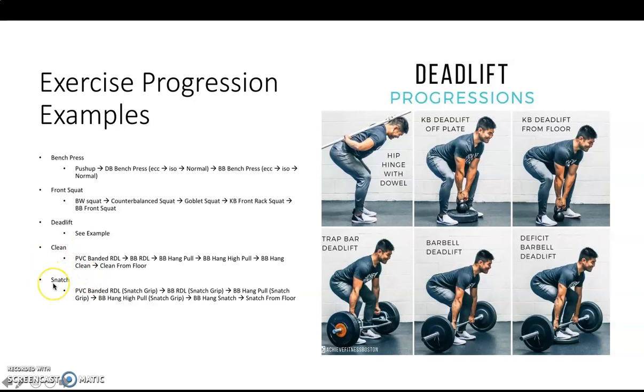A hang clean or a hang snatch, we would progress basically similar progressions. We go from a PVC banded RDL, which we'll talk about in the weeks to come, a barbell RDL, a hang pull, a hang high pull, and a hang clean, and then eventually a clean from the floor. Same with the snatch. PVC banded RDL, just now we're having a snatch grip, which you'll learn if you don't know. A barbell RDL with a snatch grip, a hang pull with a snatch grip, high pull snatch grip, hang snatch, and then a snatch from the floor.